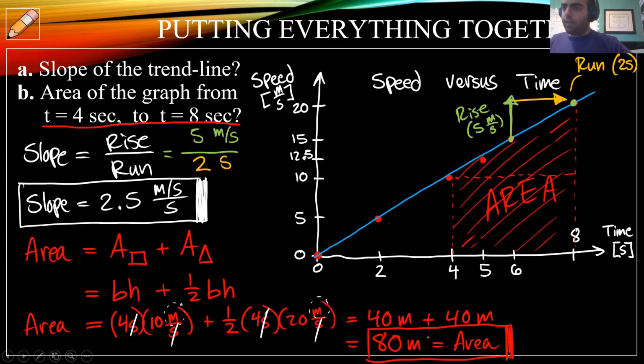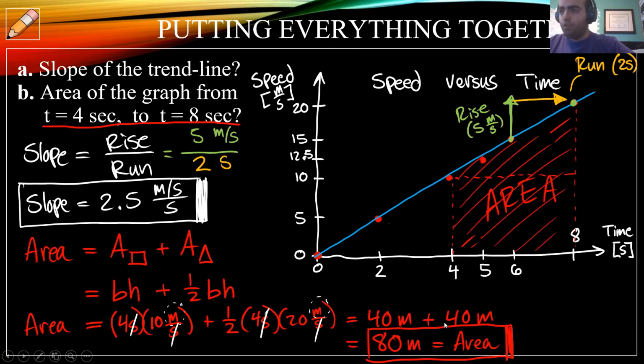And again, the area has physical significance as well. In this case, it's representing how far the object traveled as it was moving over that time. From 4 seconds to 8 seconds, over that 4-second time period, it traveled 80 meters.